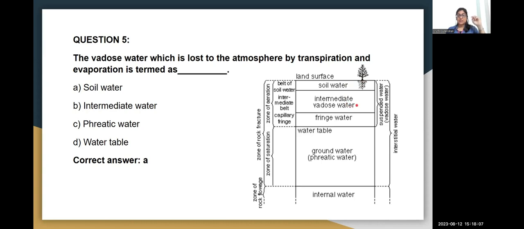The intermediate water zone is not directly in touch with the atmosphere, so it's definitely not the answer. Phreatic water and water table are nothing but the same thing. Phreatic water is the water found in the saturated zone, and the water table is the boundary of the saturated and unsaturated zone that is formed as a result of accumulation of water.